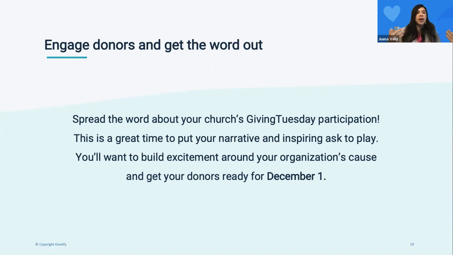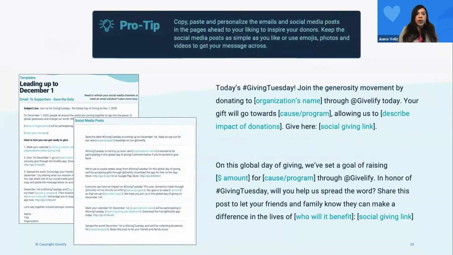But now it's time for you to share that inspiring ask with the world. You're going to want to build excitement around your organization's cause and get your donors ready for December 1st. So in your toolkit, this is the great news. Earlier, we mentioned that we are 2 weeks away from Giving Tuesday. And in the toolkit, you're going to find pre-developed emails and social media posts that are ready for you to personalize them with your organization's information. And then you'll be able to hit send or post, and then you're all ready.